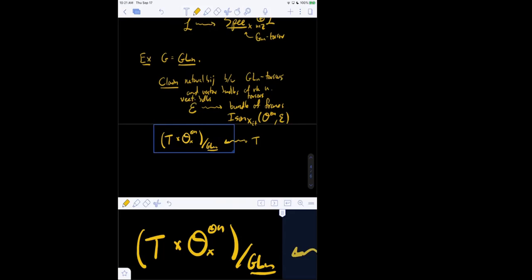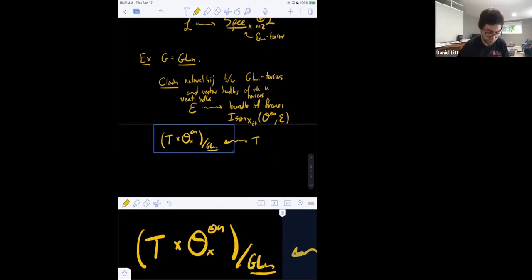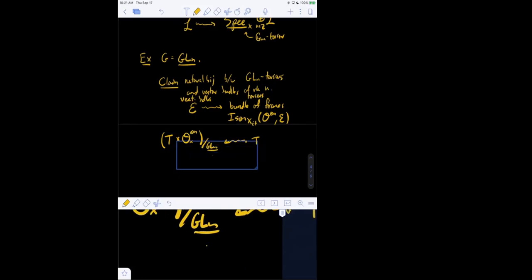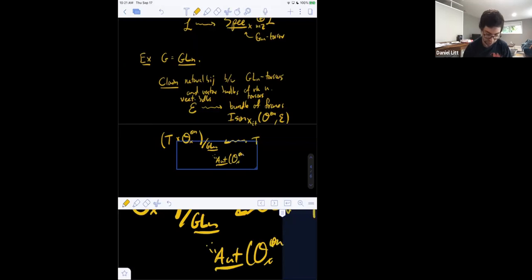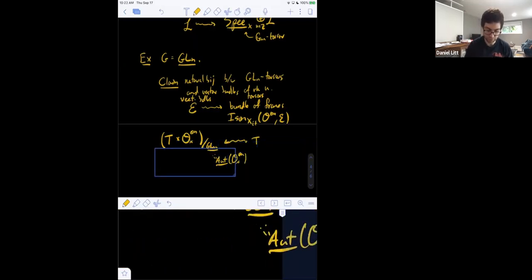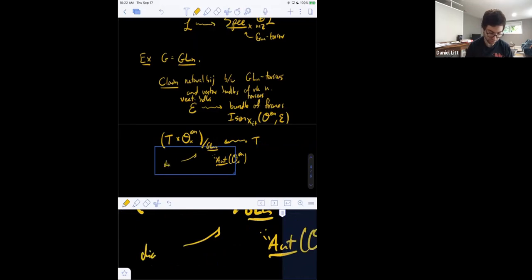And can you specify the GLN action on T cross OX? So this is the diagonal action. T is a torsor, so GLN acts on T, and GLN acts on OX to the n, because if you have a matrix, it acts on n by n. It acts on OX to the n. So the action is the diagonal action. Does that answer your question, Arvind?